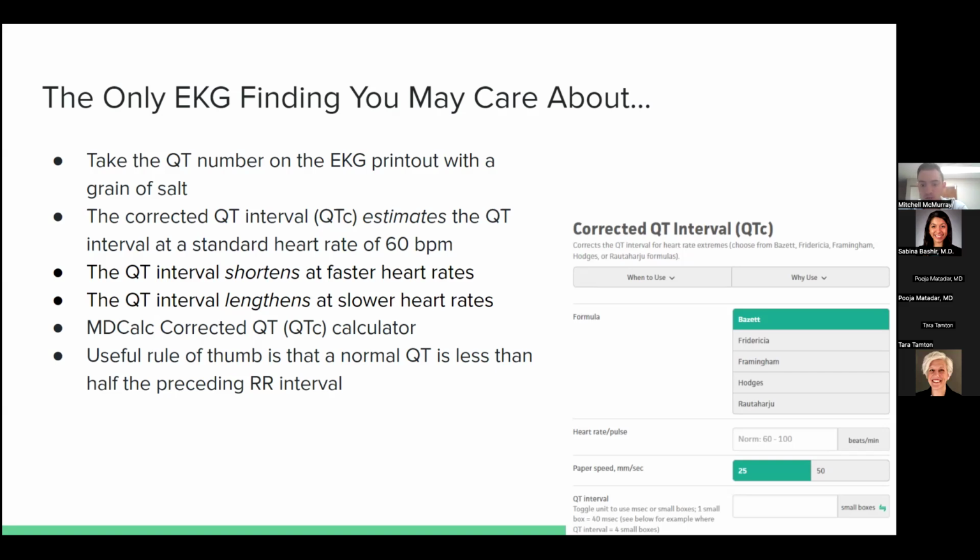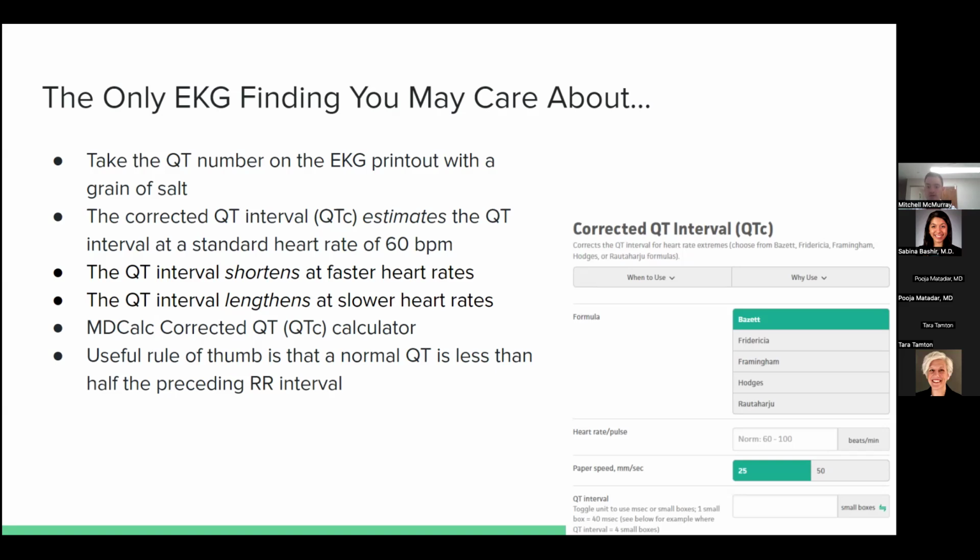What I would do is also, by the way, there's the QT and then there's the QTC. The QTC is what it estimates the QT interval at a normal heart rate of 60 beats per minute, which is what you should be using because the QT interval shortens at faster heart rates and it lengthens at slower heart rates. So it's a dynamic thing. The QTC is just telling you what the QT interval would be if it was a normal heart rate.